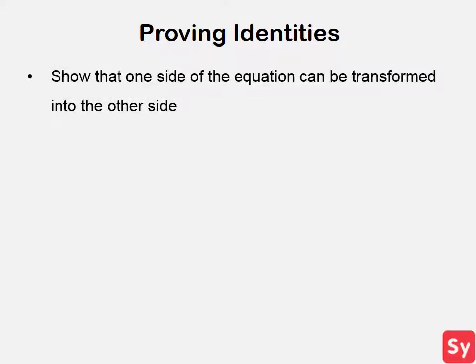Proving trig identities is tricky because there are multiple ways to do this. A good thing to note is to review the previous video on simplifying trig expressions because some of the same methods and tips are applicable. In order to prove identities, you want to show that one side of the equation can be transformed into the other side of the equation.